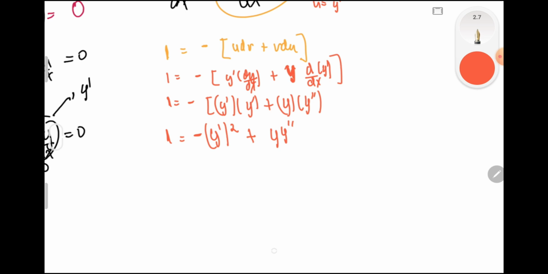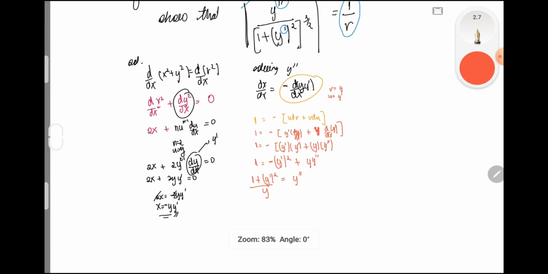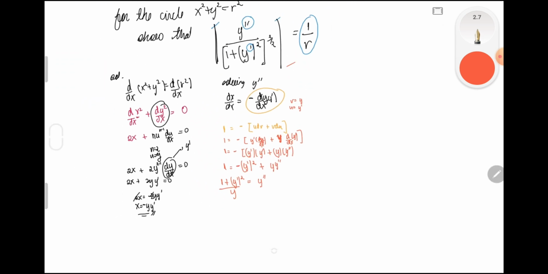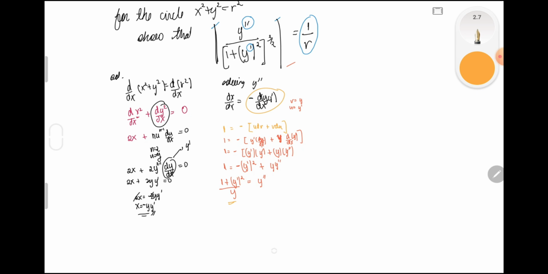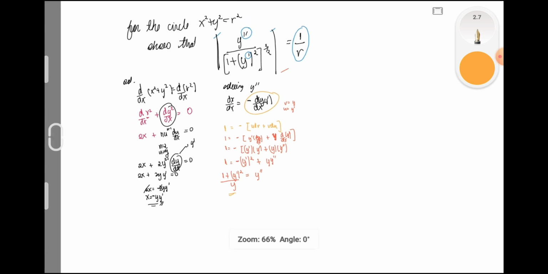Okay? So by further manipulation of this equation, we will have 1 plus y prime squared is equal to y double prime divided by y. Okay? So what he wants to happen is for it to look like this. So what will be our strategy here? First things first is to substitute the value of y because we don't have a y here, right? But what is our y? And we also have r. In what term can we see the r?